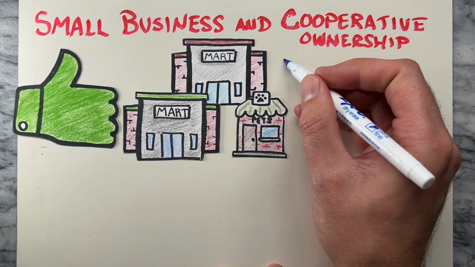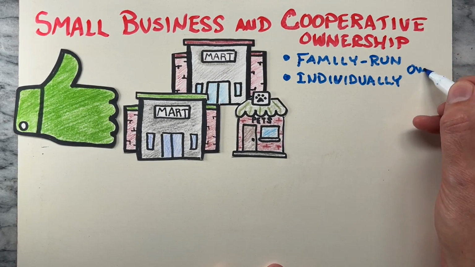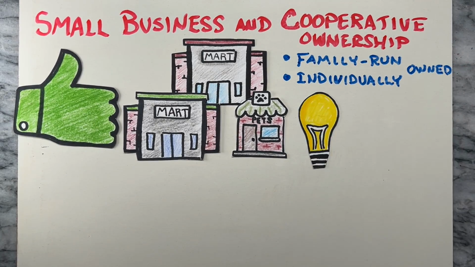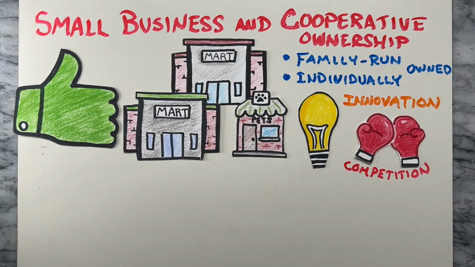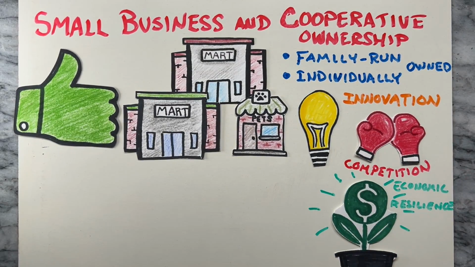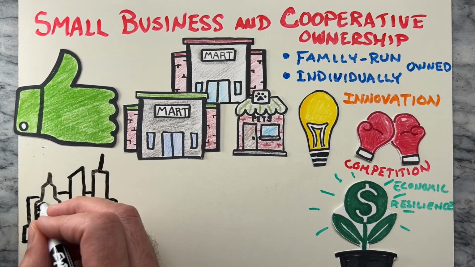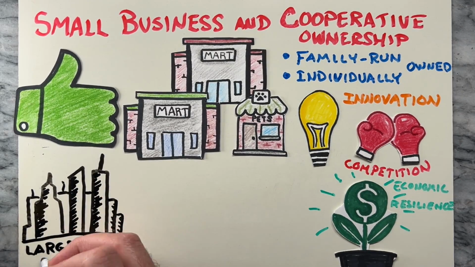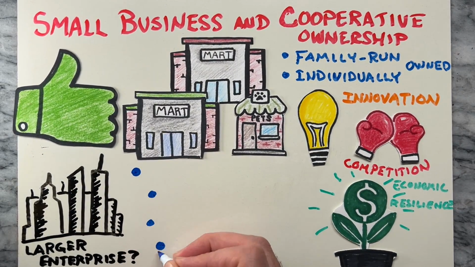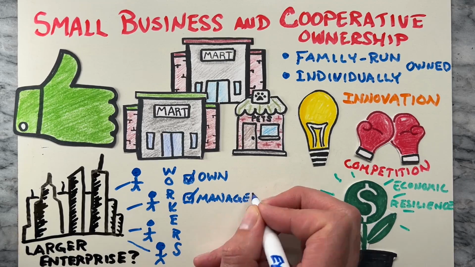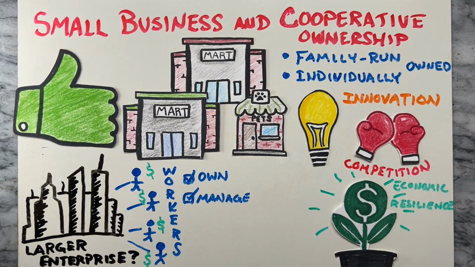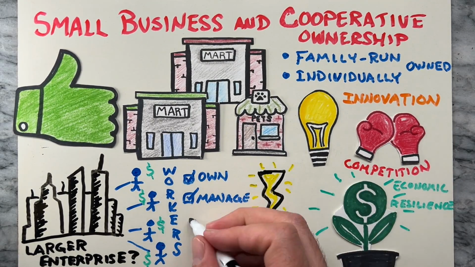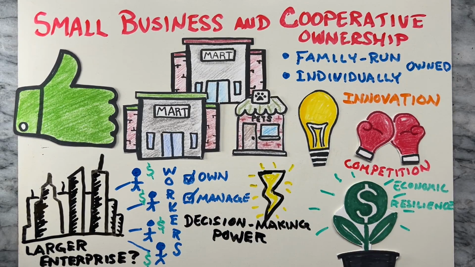The second principle is small business and cooperative ownership. Distributism favors small-scale enterprises that can be family-run or individually owned. This model is believed to encourage innovation, competition, and local economic resilience. In situations where larger enterprises are necessary, distributism supports cooperatives where workers own and manage the business collectively. Distributists believe that this ensures that profits and decision-making power are shared among those who contribute to the business.